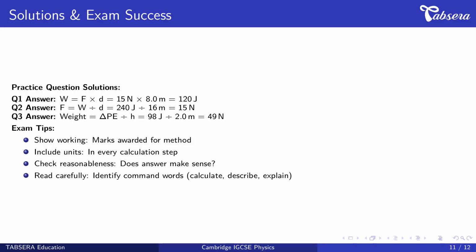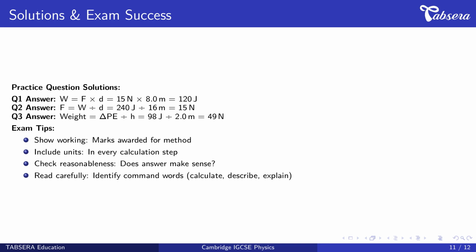For question 3, we recognize that work done against gravity equals change in potential energy. So weight equals delta PE divided by height equals 98 joules divided by 2.0 meters equals 49 newtons. This is reasonable for a medium-sized object.